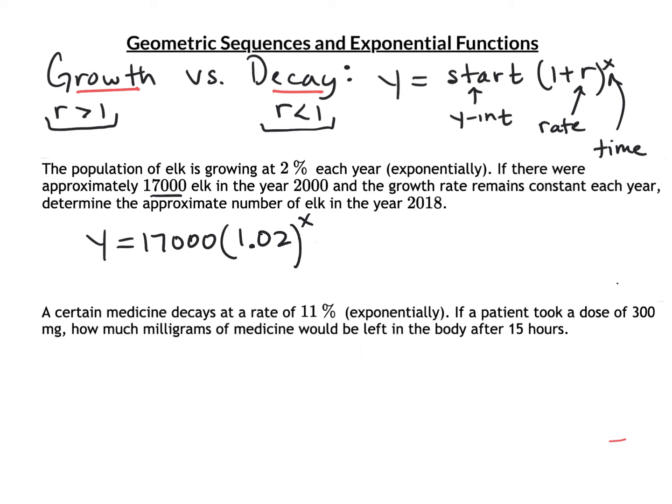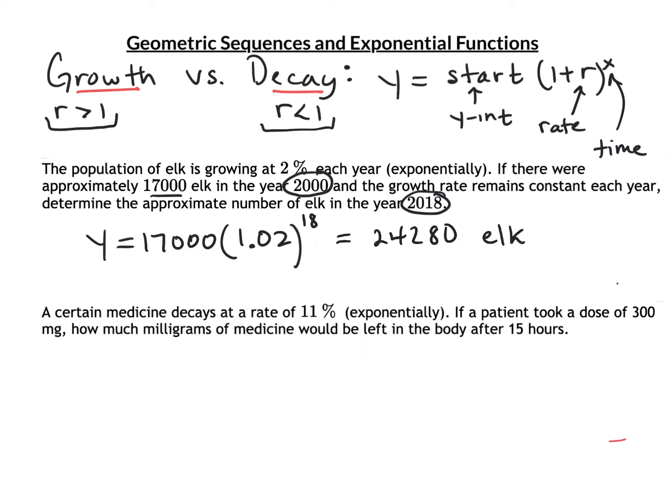Now we just need to figure out the time. We have the year 2000 that things began, that was the start, and the year 2018, and that would be 18 years, 2018 minus 2000. So the x is 18. We punch that in the calculator and round to whatever the question says, and I believe this one said round to the nearest elk, the nearest whole number. It ended up being 24,280 elk.